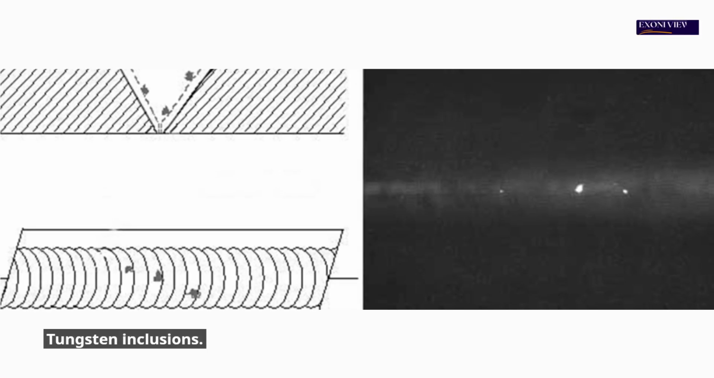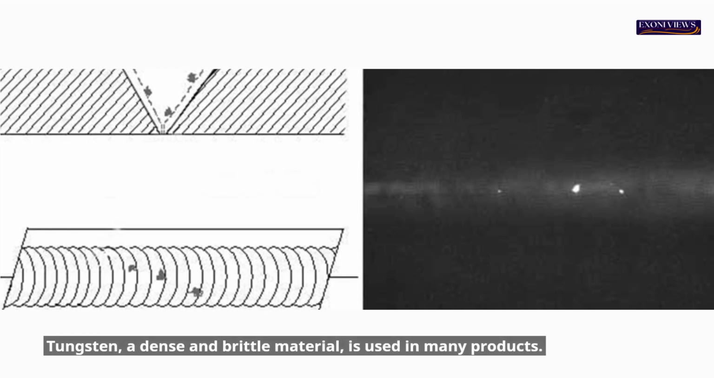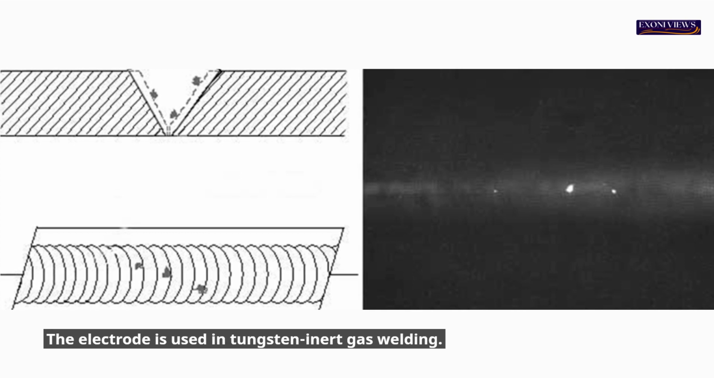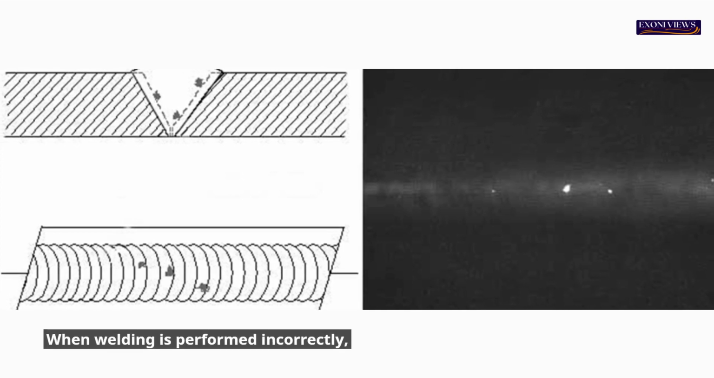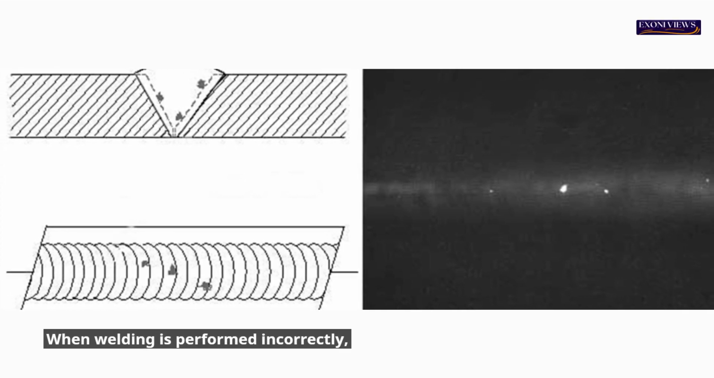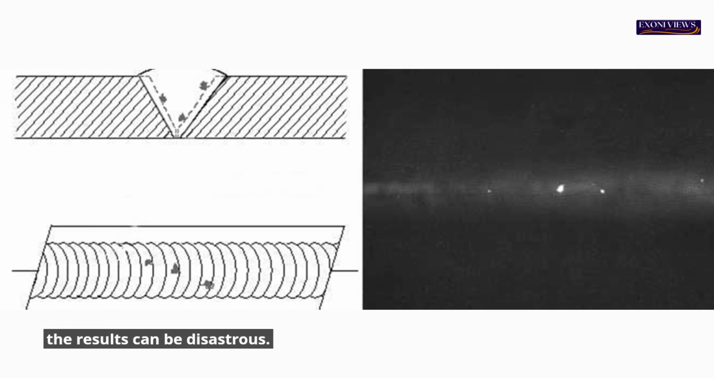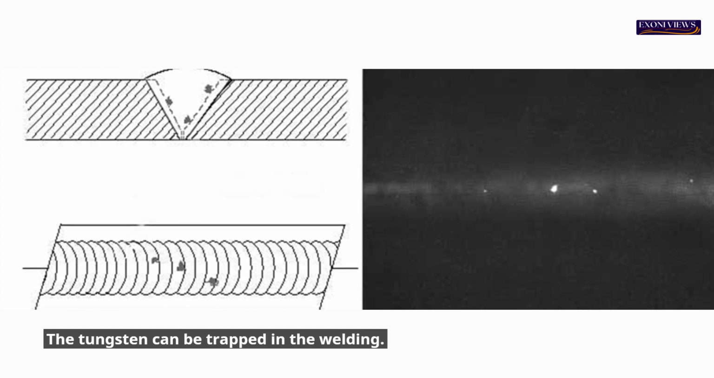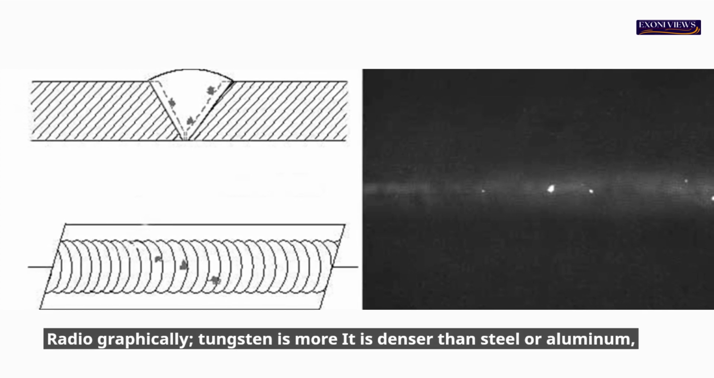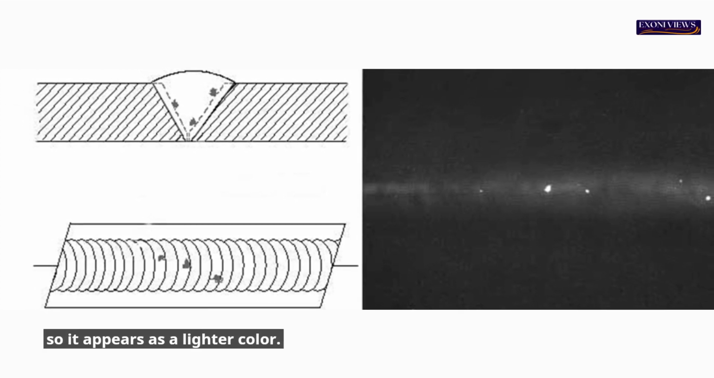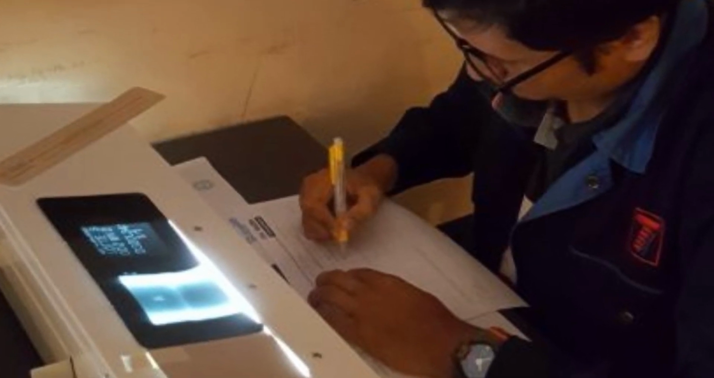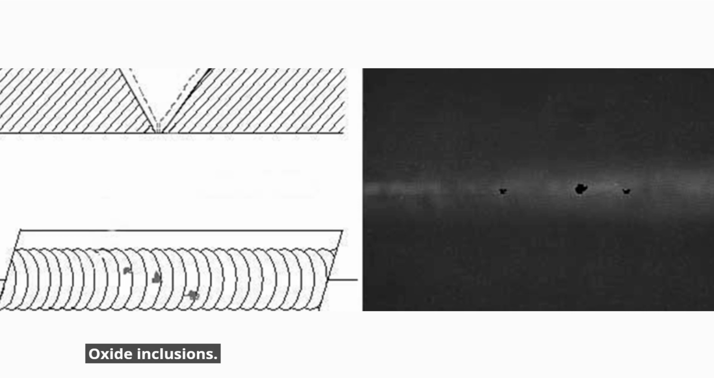Tungsten inclusions. Tungsten, a dense and brittle material, is used in the electrode in tungsten inert gas welding. When welding is performed incorrectly, the results can be disastrous. The tungsten can be trapped in the weld. Radiographically, tungsten is denser than steel or aluminum, making it a lighter color on the radiograph with a distinct outline.